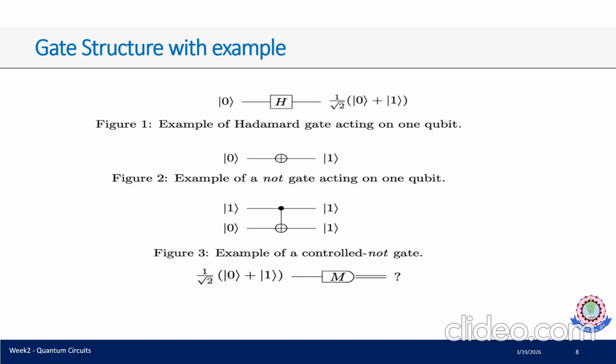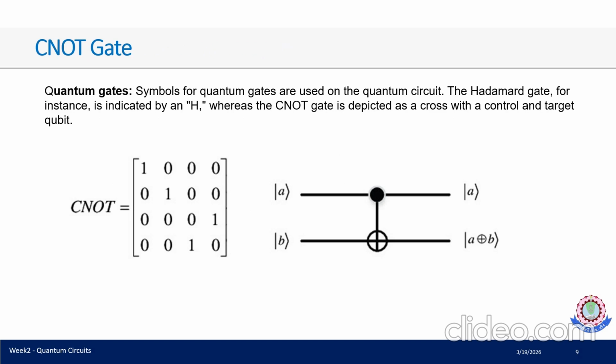Gate structures with examples. Example 1: Hadamard gate acting on one qubit, which holds H, a control line and a single target line. Example 2: NOT gate acting on one qubit, but it holds two sorts of information, one with bra and one with ket. Example of controlled NOT gate holds a single logical state with the two target lines as shown in the figure.